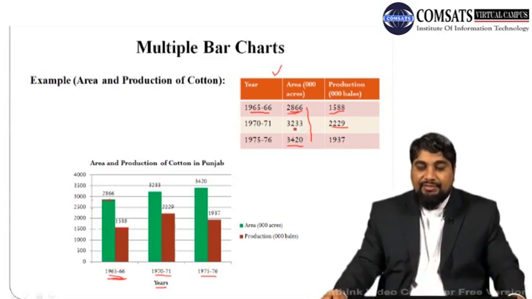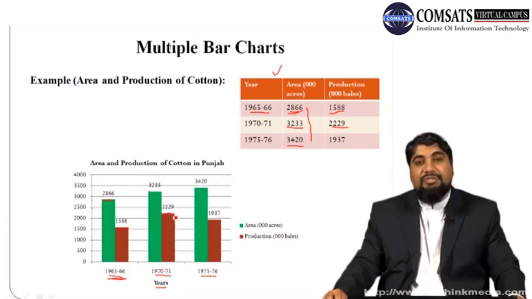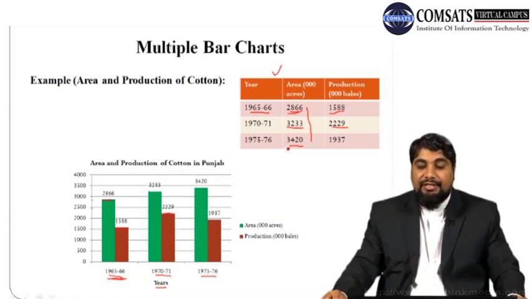सिमिलरली नेक्स्ट वी हैव 3233. सो 1970 71 3233 पे ले जाएं हाइट. और सिमिलरली प्रोडक्शन इज 2229. सो इसकी हाइट 2229 तक चली जाएगी. और ये दोनों बार्स भी आपस में साइड बाय साइड होंगी, जुड़ी हुई होंगी. और सिमिलरली नेक्स्ट 75 76 द एरिया इज 3420 एंड द प्रोडक्शन इज 1937. सो एरिया एंड द प्रोडक्शन. सो दिस इज हाउ टू कंस्ट्रक्ट मल्टीपल बार चार्ट्स.